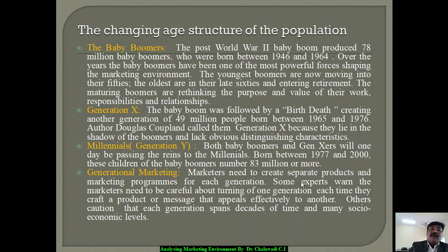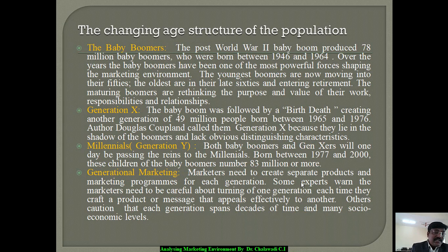The marketer should know who the baby boomers are. The age of a person changes day by day, and his needs, his desires, and his tendency to purchase goods and services also change. So that is why the baby boomer is also one of the age structures of the population.